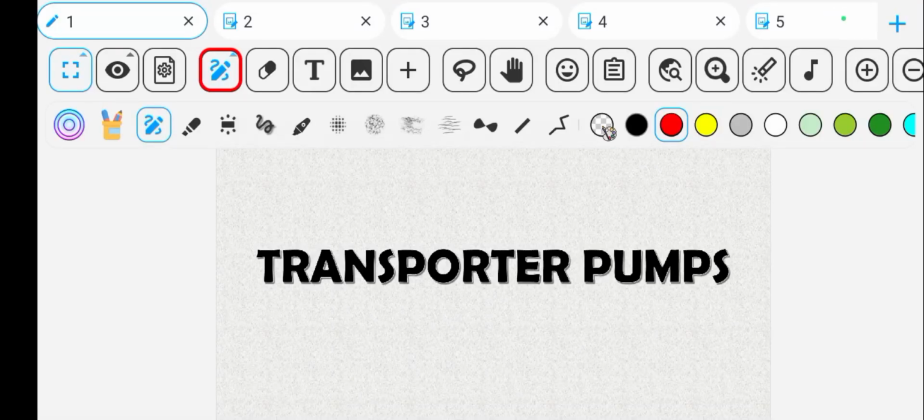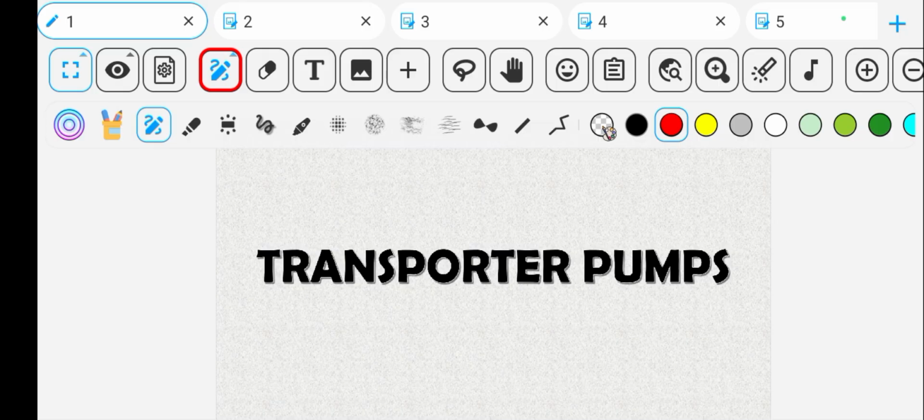So in today's class, we are going to cover two topics, which are transporter pumps and signal transduction, which covers the signaling molecules. Let's begin this section with transporter pumps, which are also known as ATP powered pumps.